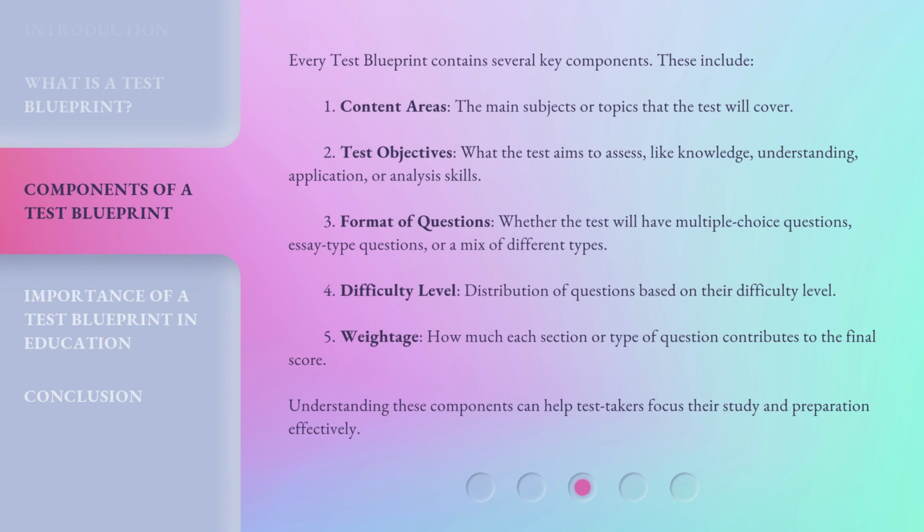Every test blueprint contains several key components. These include 1. Content areas, the main subjects or topics that the test will cover. 2. Test objectives, what the test aims to assess, like knowledge, understanding, application, or analysis skills. 3. Format of questions, whether the test will have multiple choice questions, essay-type questions, or a mix of different types.